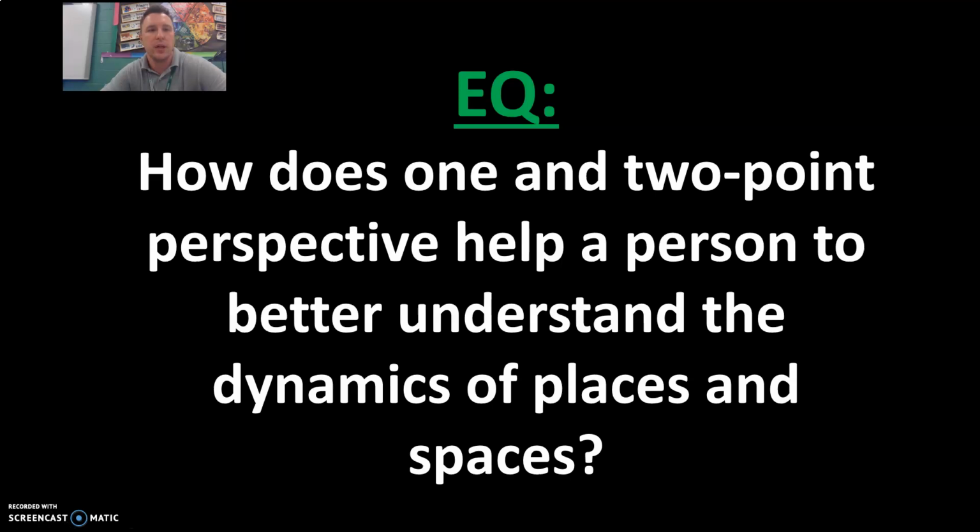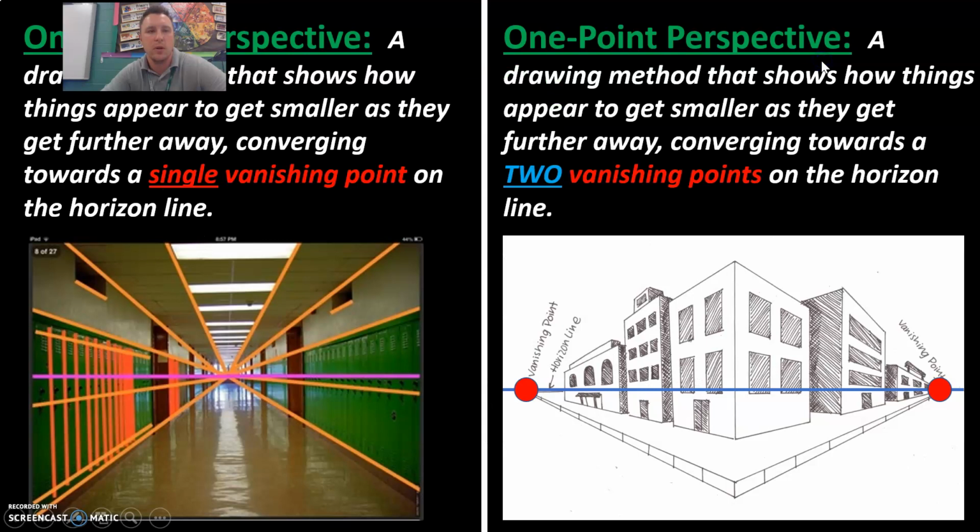As you move forward in this PowerPoint and through your production of the unit, keep this question in mind as to how this technique of having two vanishing points compares to only having one vanishing point, and how both of them help a person understand the dynamics of places and spaces. All right, so moving on, let's go to the first vocab word.